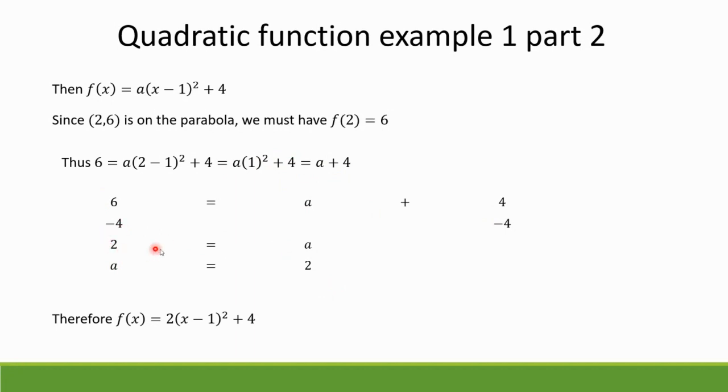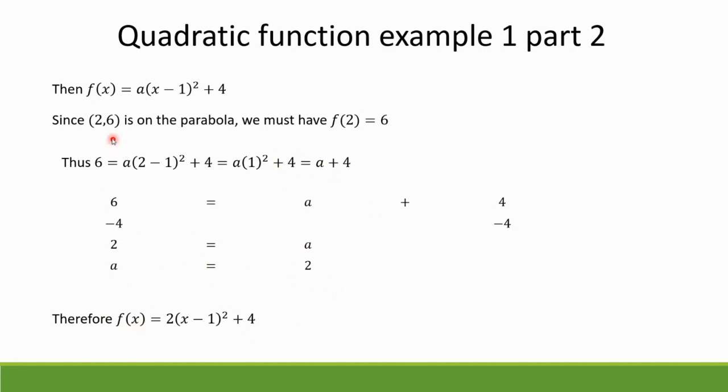Theoretically, we could stop at this line here, because we know what a is. It's really better to have the unknown on the left-hand side. That's just a convention that mathematicians take. But either way, we get a is 2, and so we get f of x must look like this.